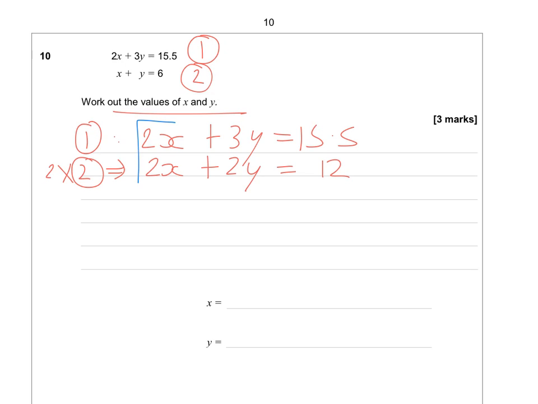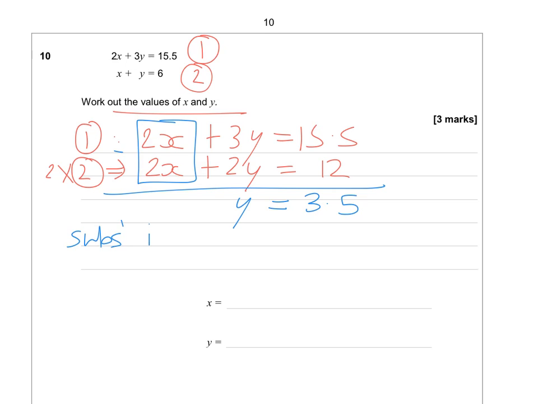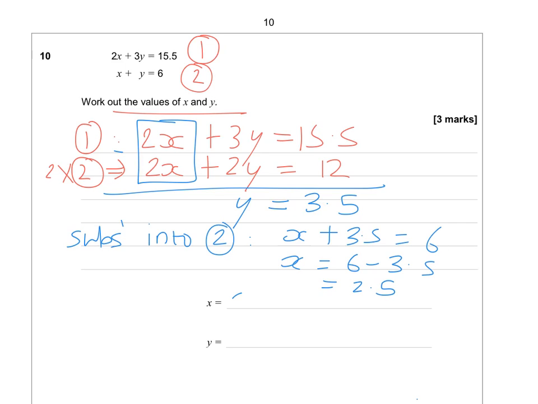I now have the same coefficient in front of x, i.e. 2 x's in both equations. I can now subtract the resultant equations, which gives me y equals 3.5, and then I substitute this into one of the original equations. Equation 2 is simpler to find x. So x plus 3.5 equals 6. x is equal to 6 subtract 3.5, which is equal to 2.5. So the answers are x equals 2.5, y equals 3.5.